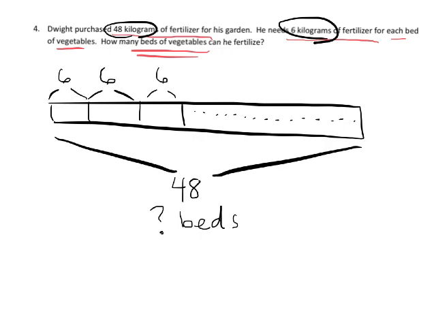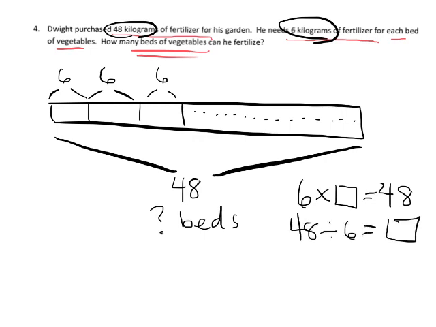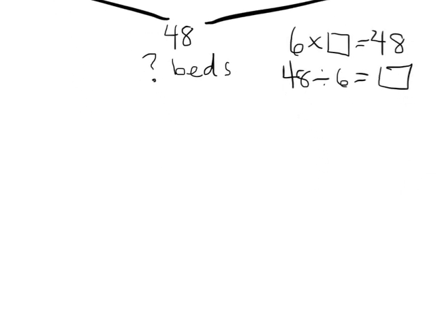We could either say 6 times what equals 48 if your third graders are there. We could have used division. 48 divided by 6 equals what? Or we could have just used repeated subtraction and just keep going and going and going, or addition, really.